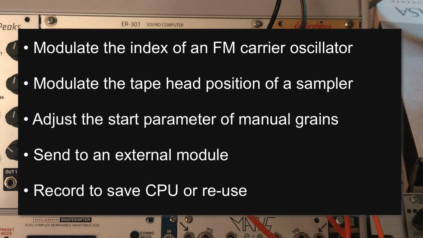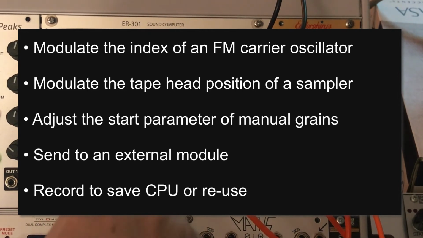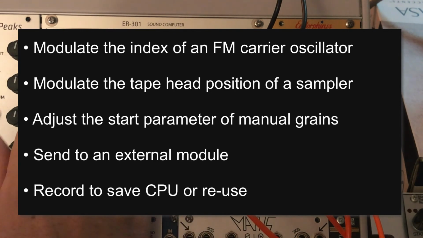All right, well, I realized that video is running pretty long, so I just wanted to recap here. So, we made a silly whistling sound with this, and hopefully it was very demonstrative of how to build some of these complex envelopes. But I just wanted to throw out a starter list of some other potential targets or things you might be able to do with these envelopes. You could modulate the index of an FM carrier oscillator, or you could use it to control the tape head position of a sample unit. You could adjust the start parameter of a manual grains unit. You could send it to an external module.